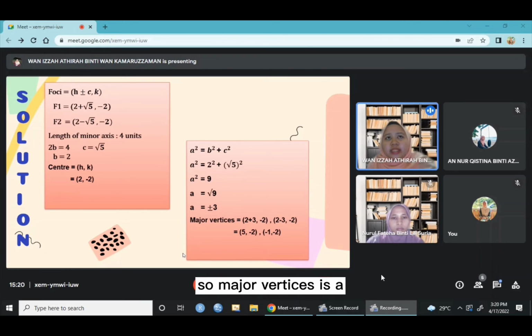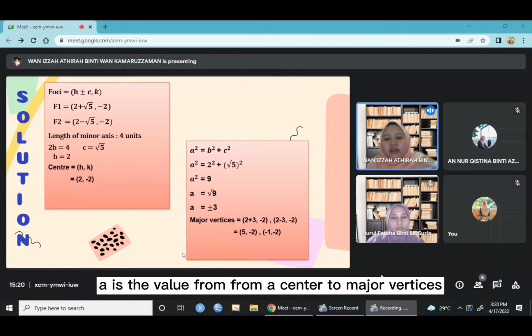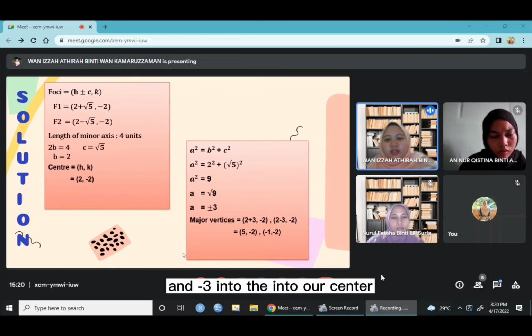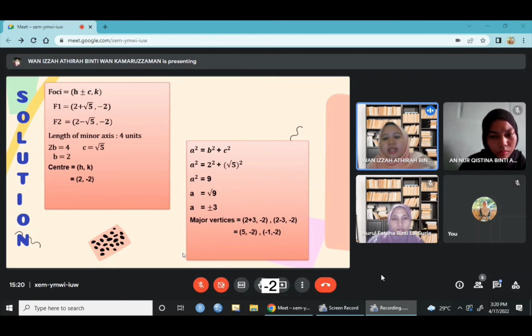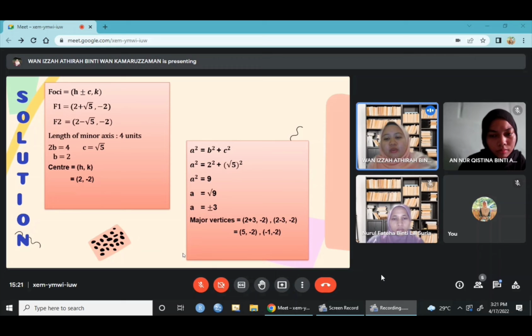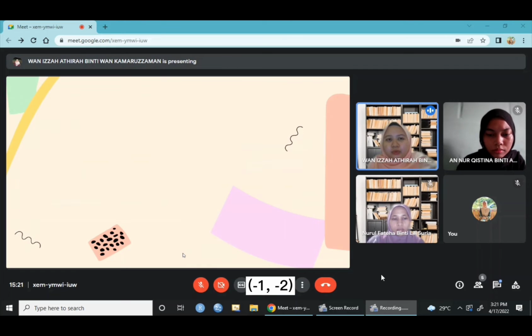So the major vertices. a is the distance from the center to the major vertices, so we just add positive 3 and negative 3 to our center. So 2 plus 3, negative 2, and 2 minus 3, negative 2. So we get the major vertices as (5, negative 2) and (negative 1, negative 2).